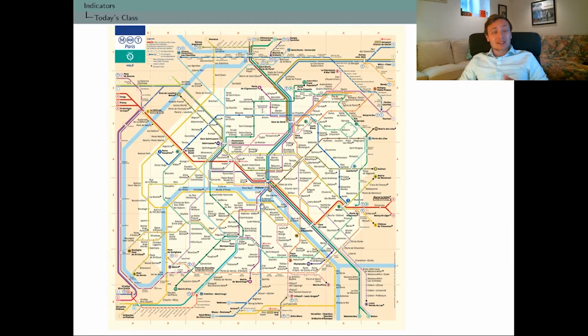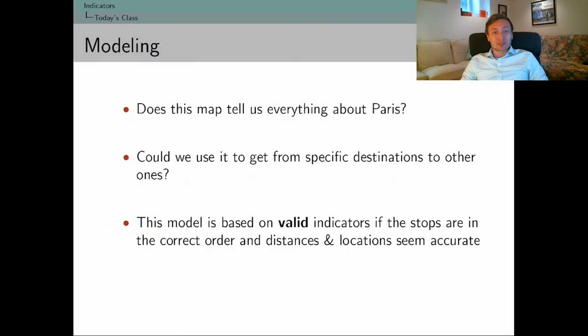I raise this to your attention not because I want you to learn all the stops on the Paris subway, but because I think this is a great example of something that we are ultimately going to be considering for the rest of the semester. No, not transit concerns, but modeling. Does this map tell us everything that there is to know about Paris?